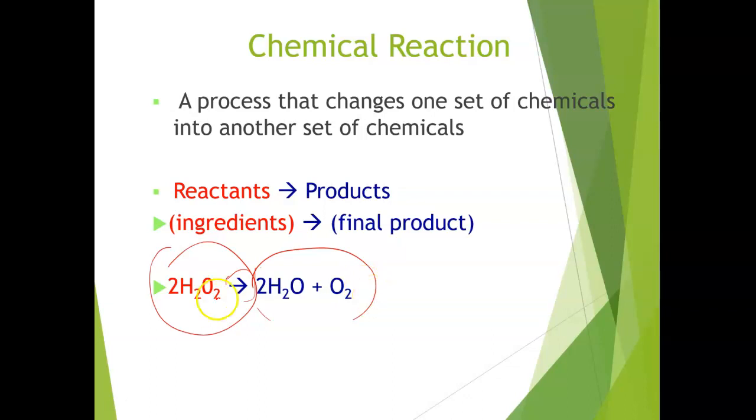So in this example, we have two molecules of hydrogen peroxide. They're going to undergo a chemical reaction that's indicated by the arrow to make two molecules of water and then a molecule of oxygen gas.